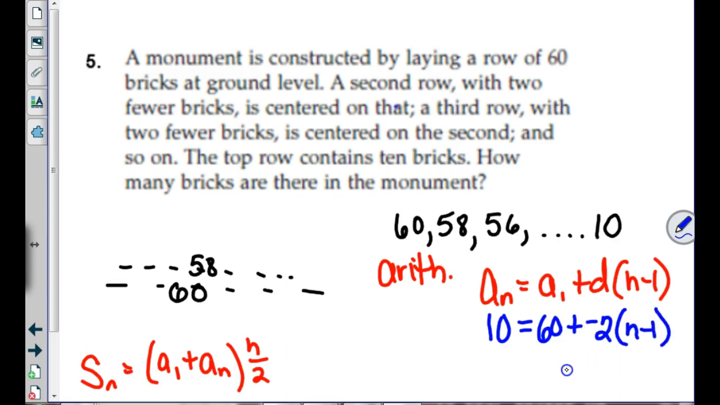If you want to distribute, you can distribute. If you just want to work backwards, that's fine. I'd probably be lazy: 10 minus 60 is -50, then divide off the -2 and get 25, add 1. I got 26, but do it however you want and see what you get for N.